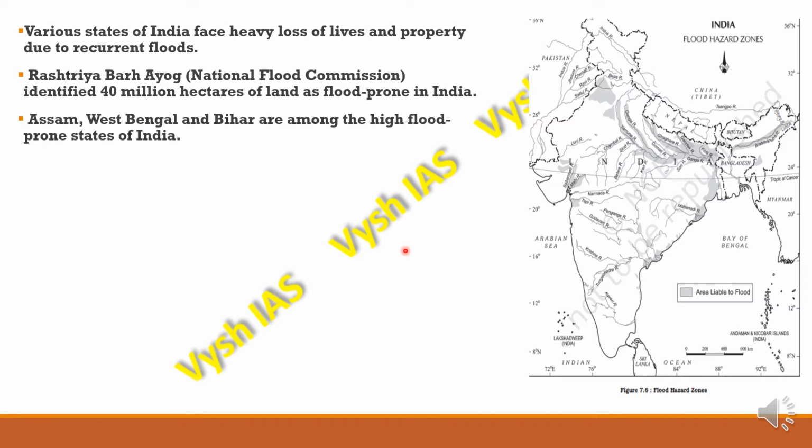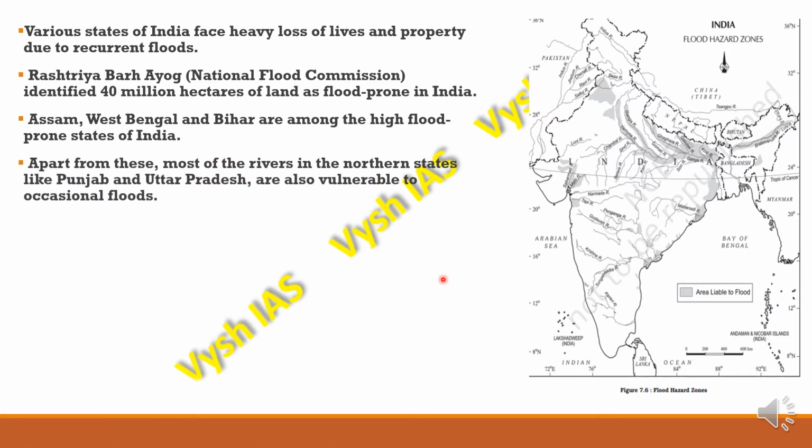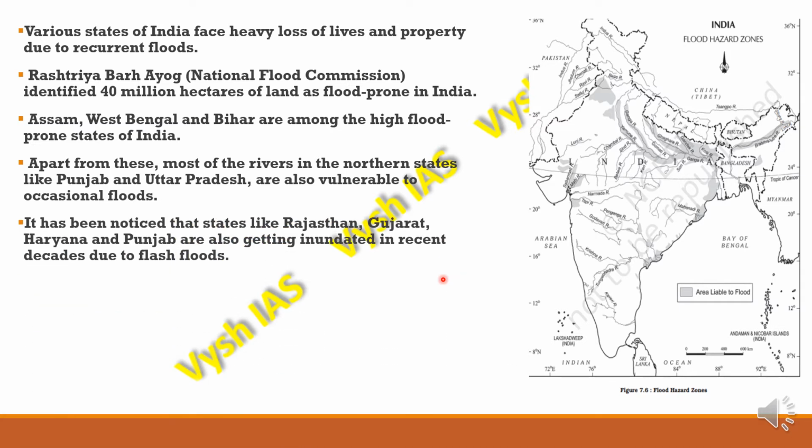So mainly regions like Assam, West Bengal and Bihar are the high flood-prone states in India. And apart from these, most of the rivers in the northern states like Punjab and Uttar Pradesh are also very prone to occasional floods. It has been noticed that states like Rajasthan, Gujarat, Haryana and Punjab are also getting flooded in recent decades due to flash floods, which mainly occur due to high rainfall.